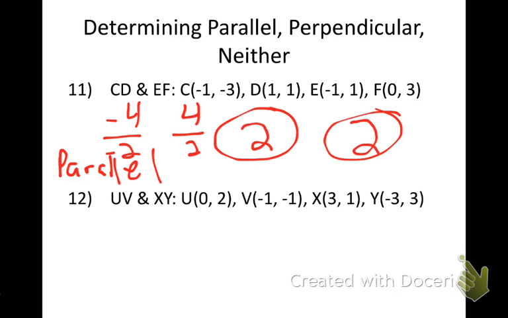Number 12. What is the slope of UV, Troy? 3. Okay, so the slope is 3. What's the slope of XY then, Tyler? No, not 2 over 0, but it's actually, Troy? Negative 1 over 3. However you work it out, you get 2 over negative 6, which is really negative 1/3.